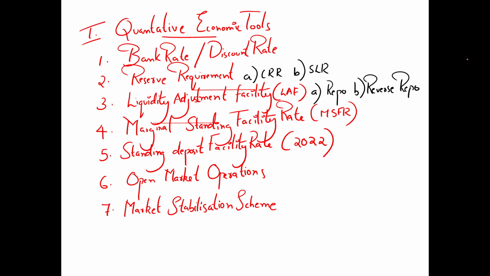One is bank rate or discount rate, another is reserve requirement rate, that is CRR, cash reserve ratio, and the other is SLR, statutory liquidity ratio. Third is liquidity adjustment facility, that is LAF, that is repo rate and reverse repo rate. And the fourth one is marginal standing facility rate, that is MSFR. And fifth is standing deposit facility rate, that was implemented during 2022, and that is the latest of the quantitative economic tools. And sixth is open market operations. Seventh is market stabilization scheme.